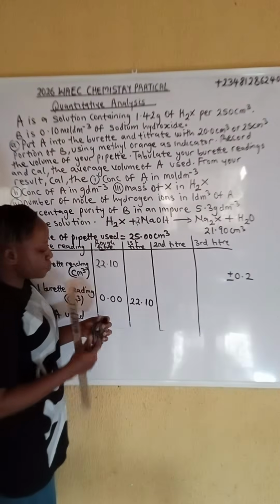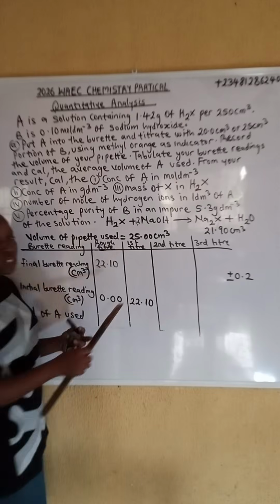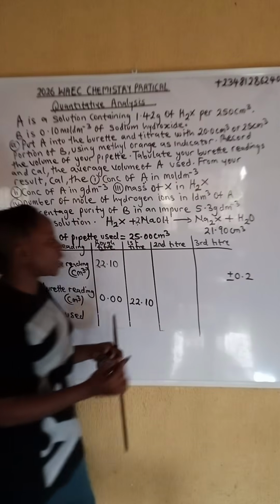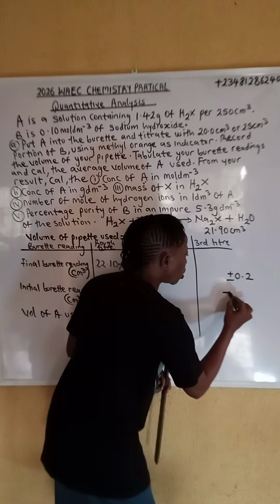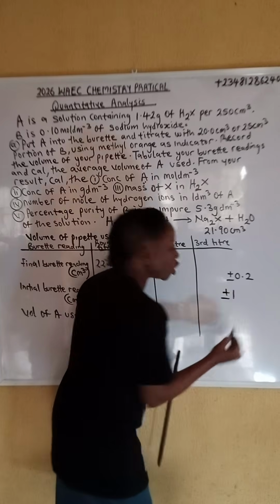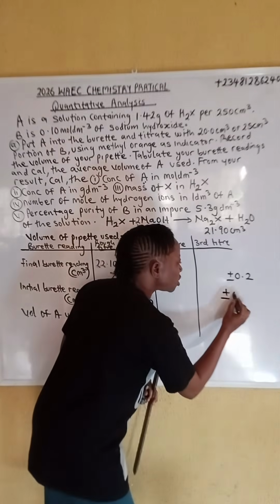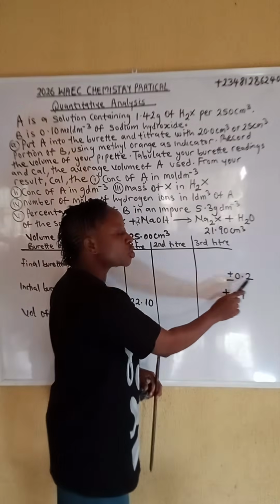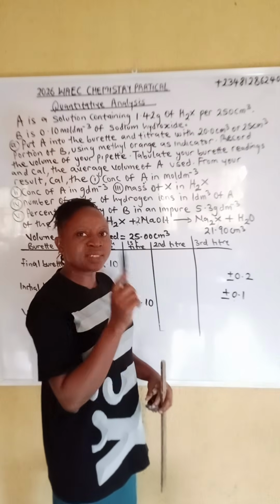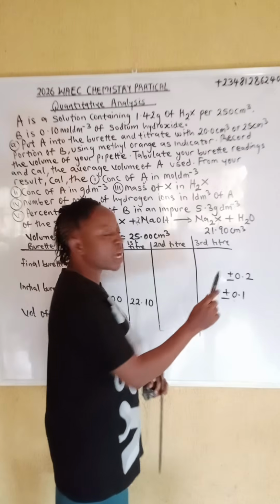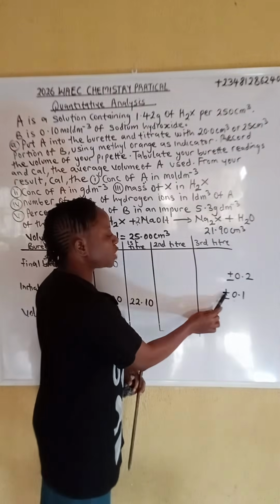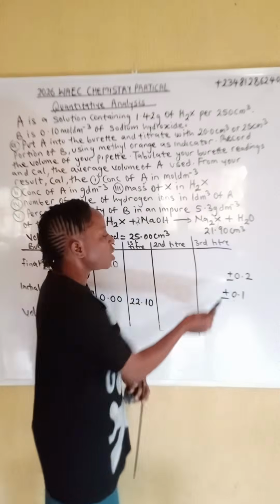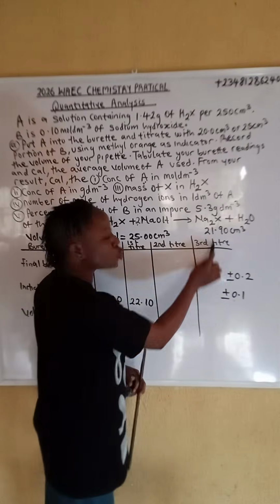22.10. So what will be my final burette reading? I'm going to make use of plus or minus 0.1, but don't let it exceed plus or minus 0.2. So I'm going to make use of this plus or minus 0.1. I will start with plus 0.1.